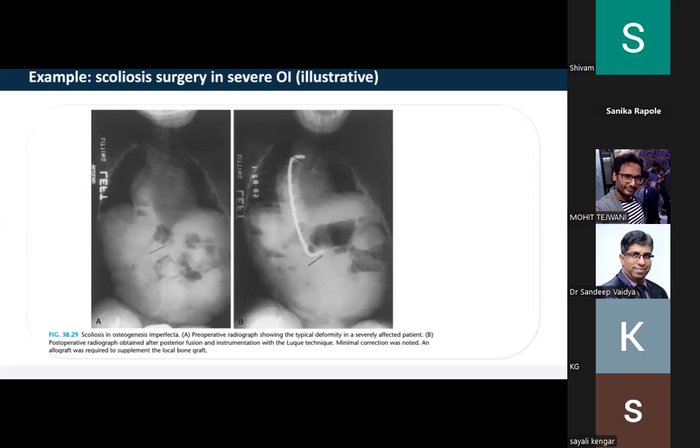This is also done to prevent the progression of the scoliosis, and we have to counsel the parents really properly that there can be a higher rate of complications in these patients as compared to idiopathic scoliosis.